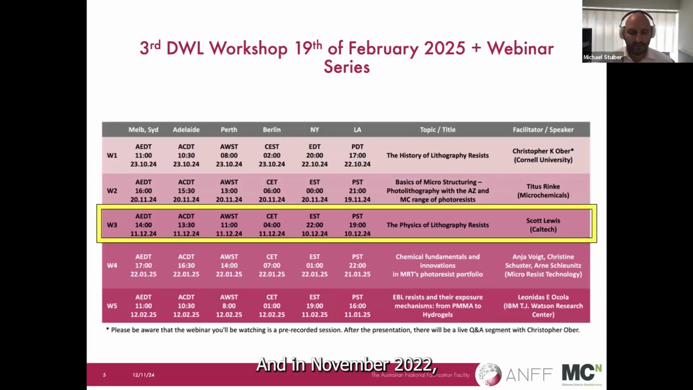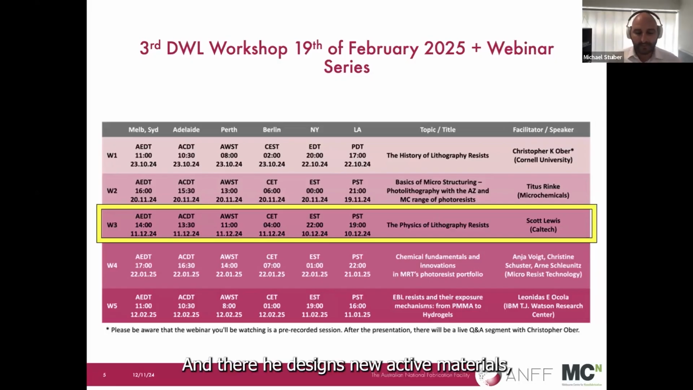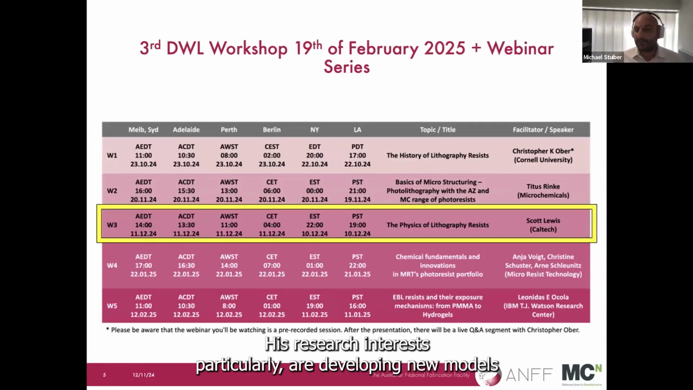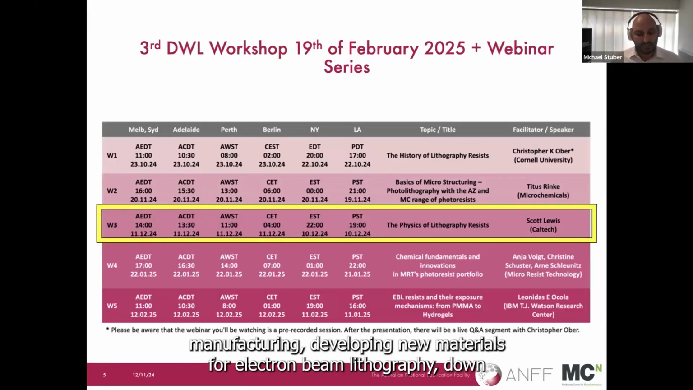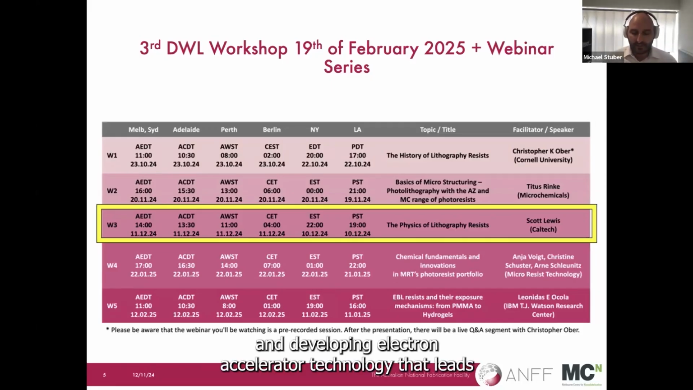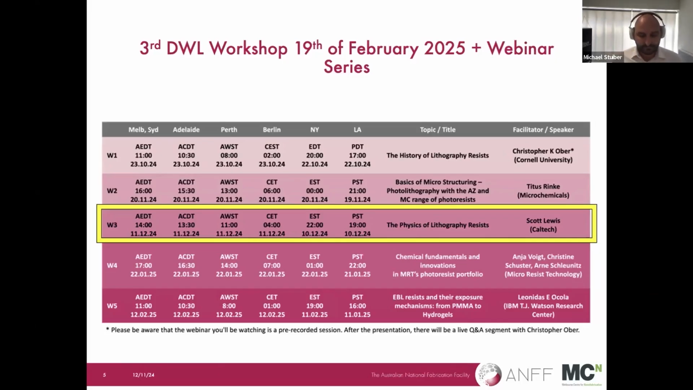And in November 2022, Dr. Lewis joined the California Institute of Technology, Caltech. And there he designs new active materials that can be integrated into electron and ion beam engineering systems. His research interests particularly are developing new models for 3D Monte Carlo simulations, developing new electron beam tools for additive manufacturing, developing new materials for electron beam lithography down to 5 nanometer feature sizes, developing pattern transfer processes, and developing electron accelerator technology that leads to the understanding of the exposure mechanisms of resist materials.